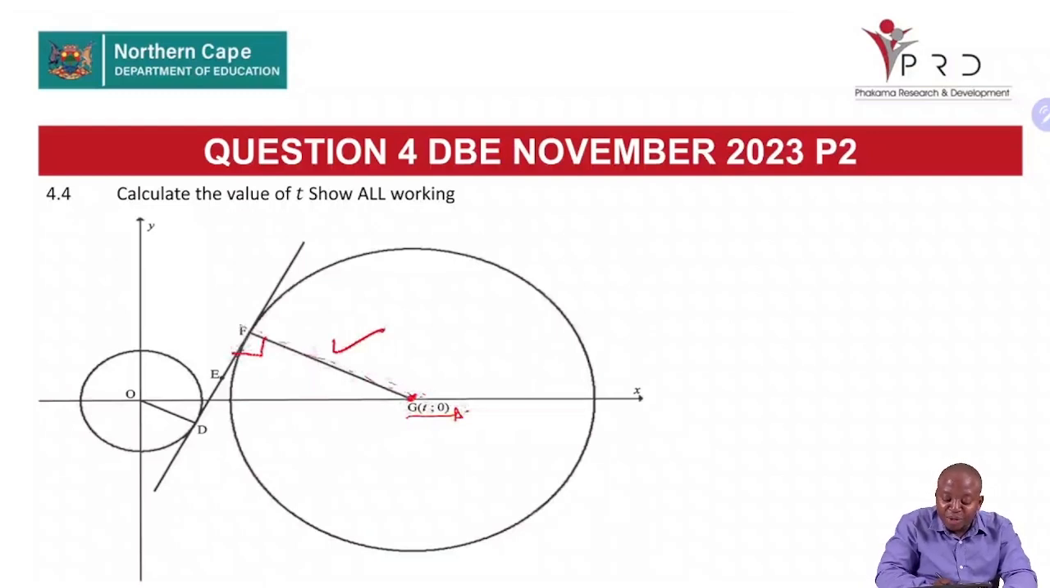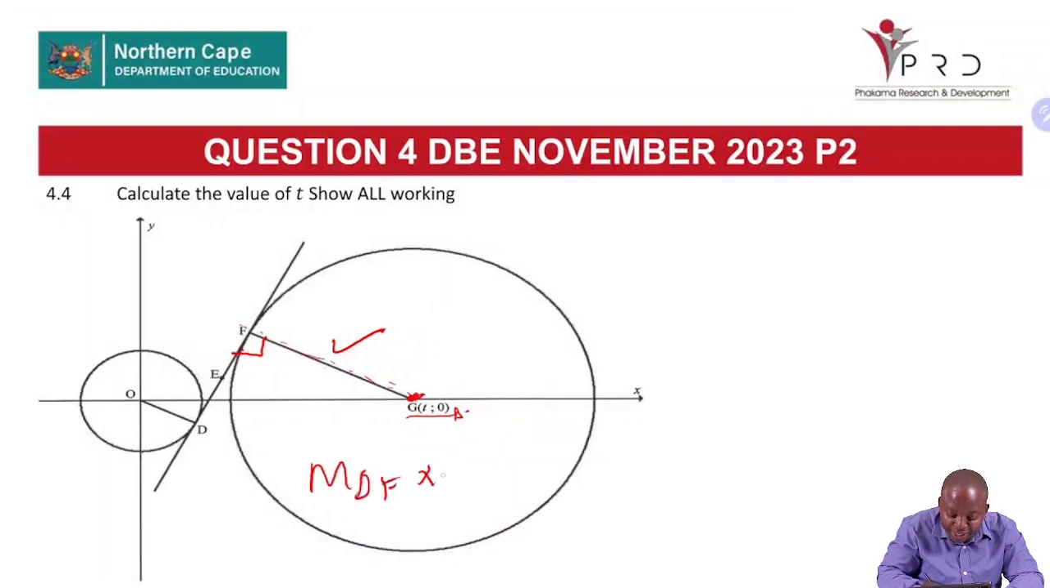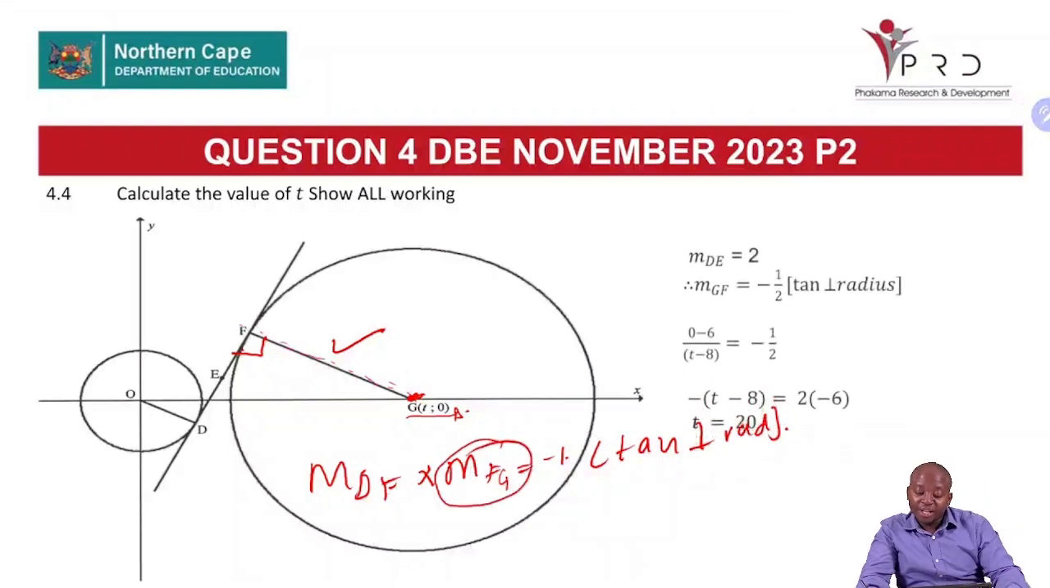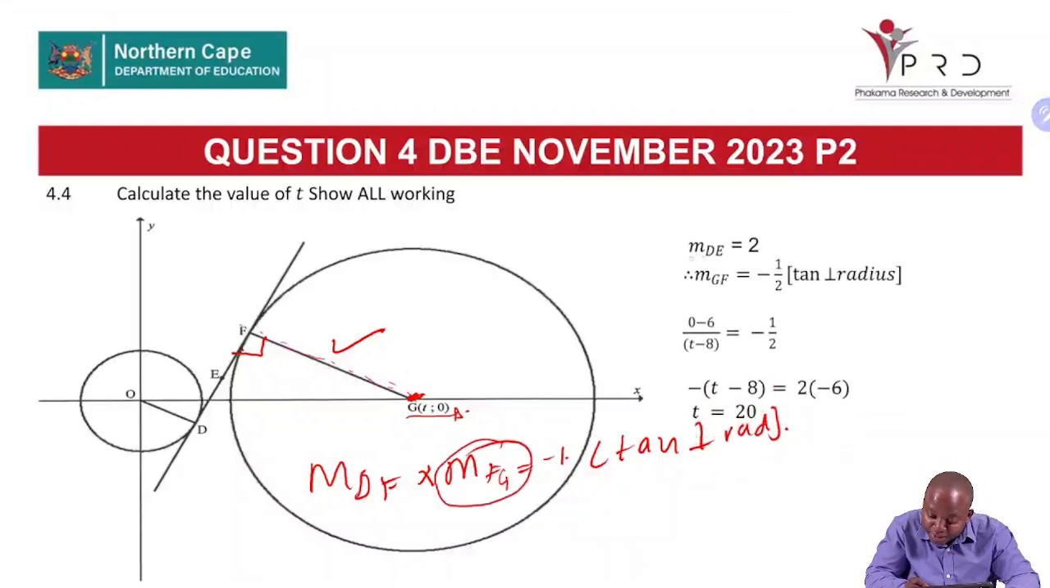How would you find the gradient? The tangent is perpendicular to the radius because this is the center. So we know that m df multiplied by m fg gives us negative 1. Why? Tangent is perpendicular to radius. That's how we'll find m fg in that case. Now remember m df is equal to m de, like I said, which is 2. Then m fg will be negative 2.